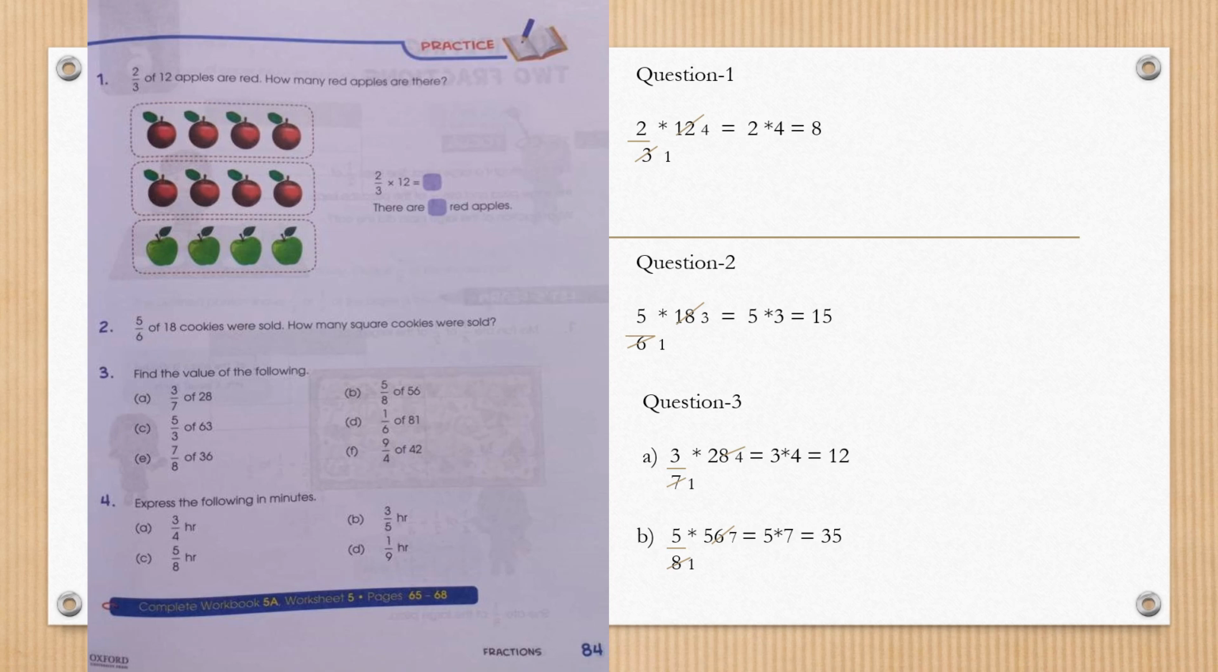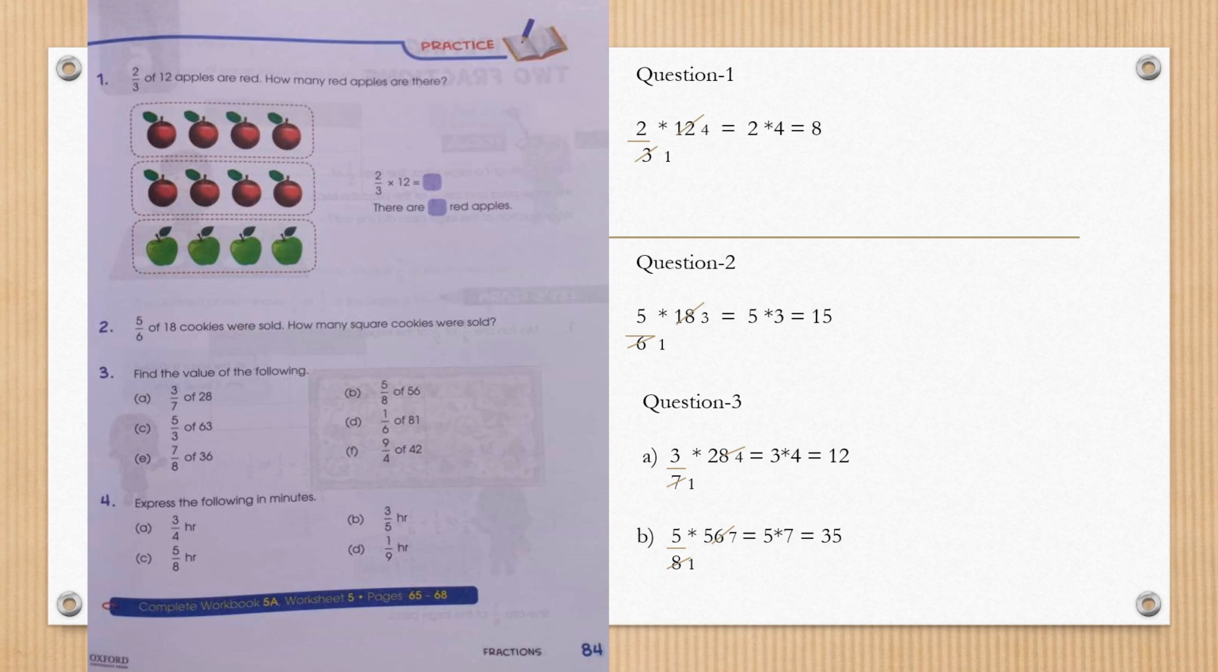First we are going to cancel out 12 and 3 with each other, because 3 is in the denominator and 12 is in the numerator, and we know that 3 into 1 is 3 and 3 into 4 is 12. Now we have 2 multiplied by 4, which comes out as 8. So basically 2/3 of 12 apples are 8 red apples.